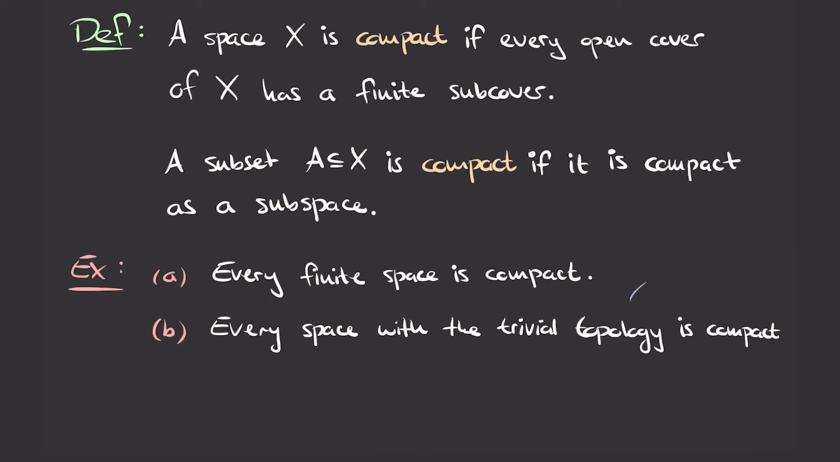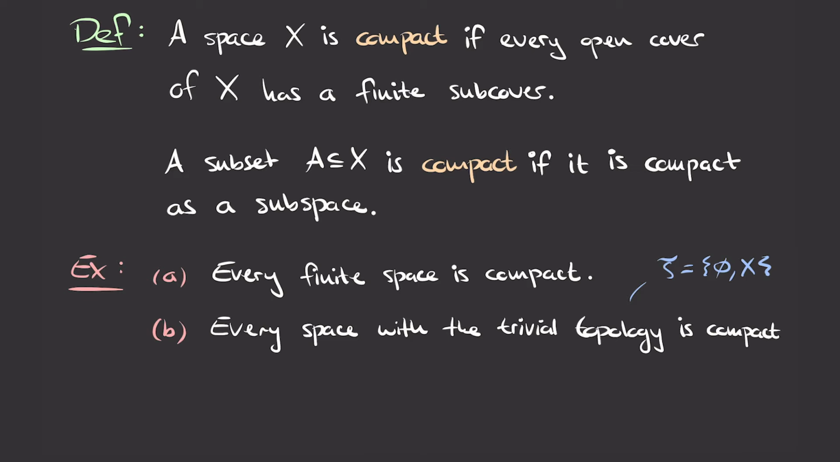So recall that the trivial topology means the topology that only consists of the empty set and the entire space. And so again, here we have finitely many open sets to start with, so any open cover of such a space will have to be finite to start with. So maybe we could sum up these examples A and B by saying that if your space has a finite topology, so it only has finitely many open sets, then it's a compact space.